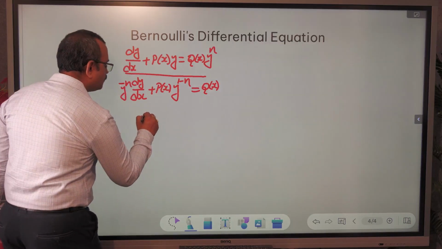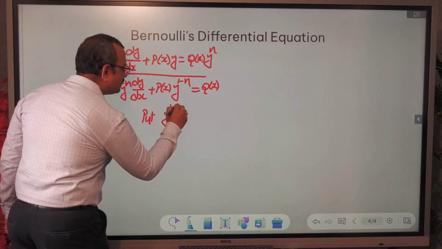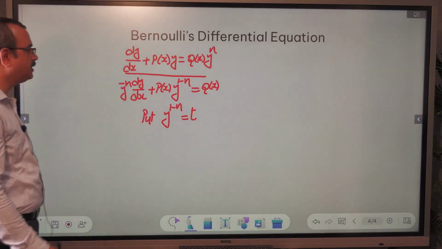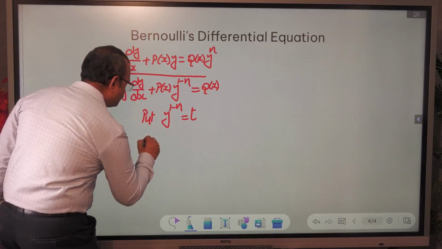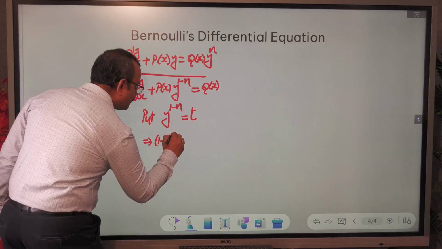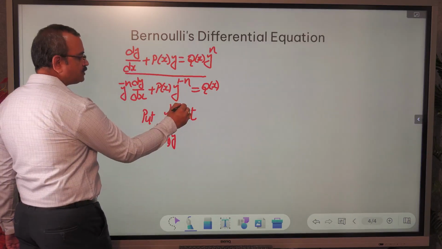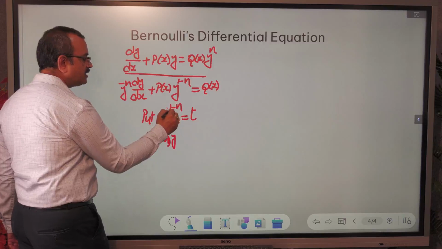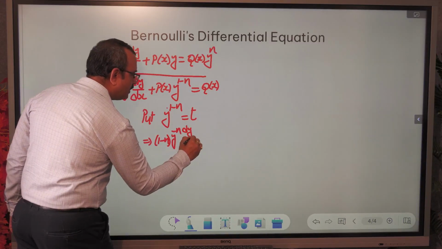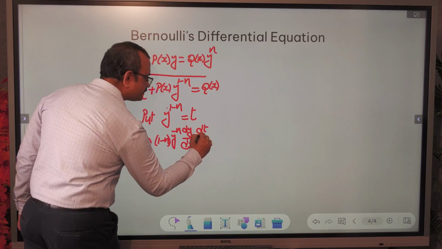We eliminate that y power 1 minus n with the help of a new variable t. Now we will differentiate on both sides. Then we get 1 minus n into y power 1 minus n minus 1. So minus 1 and plus 1 cancel out, and we get only y power minus n into dy by dx is equal to dt by dx.